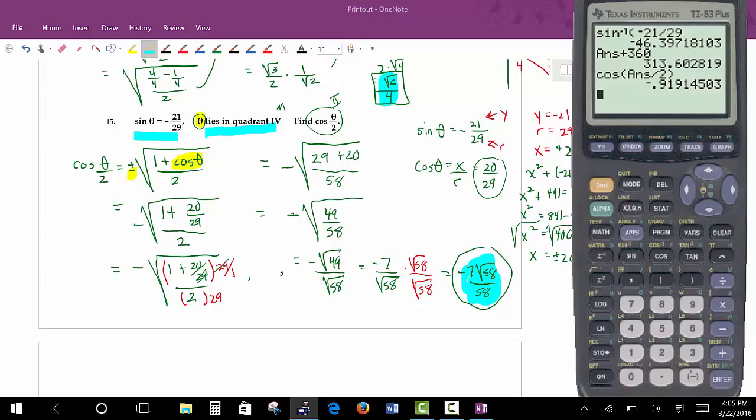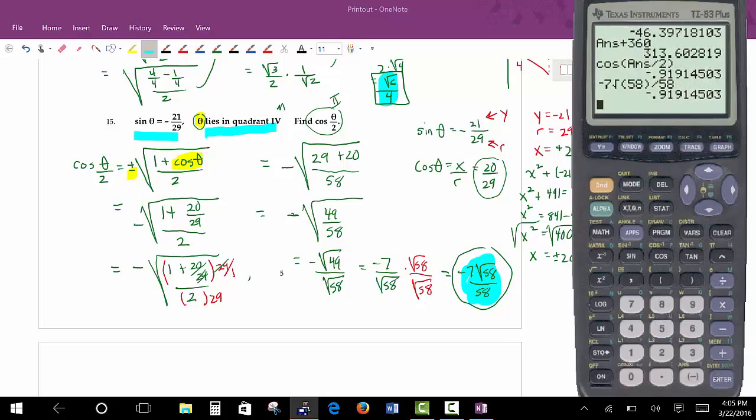So our answer is negative 7 times the square root of 58, all divided by 58. Look at that. It's a thing of beauty. It gave us exactly the same answer. My goodness, I think I can even do that. Okay, so we're good. So that's the answer.